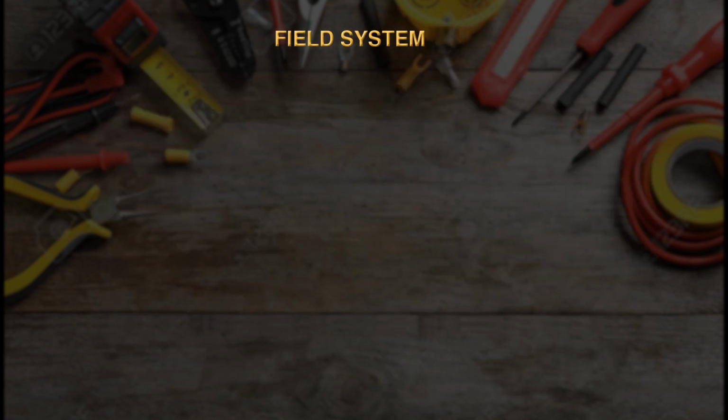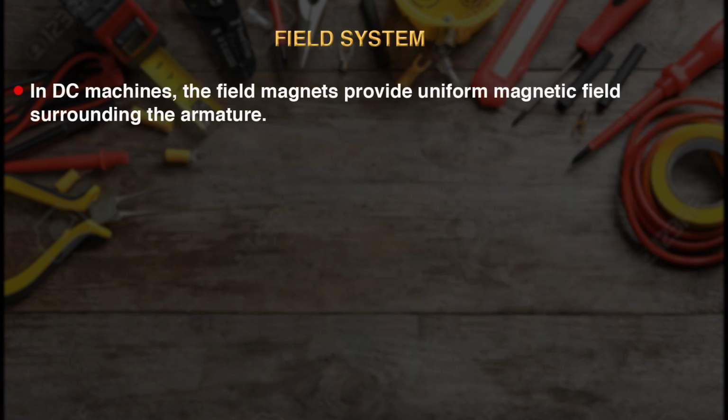Now we have to understand the field system. In DC machines, the field magnet provides a uniform magnetic field surrounding the armature.